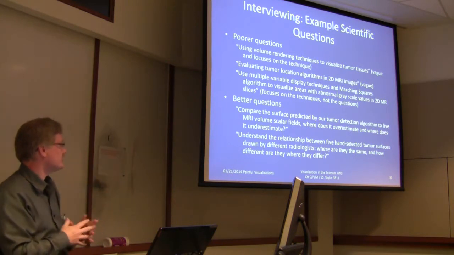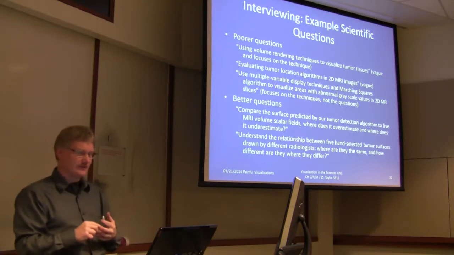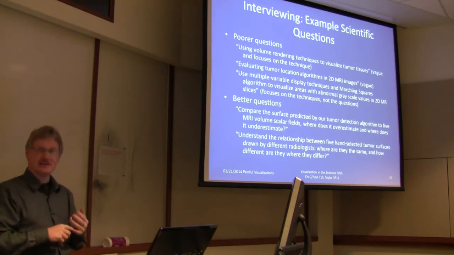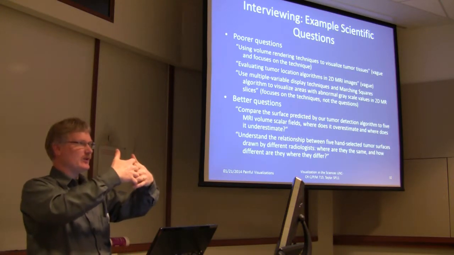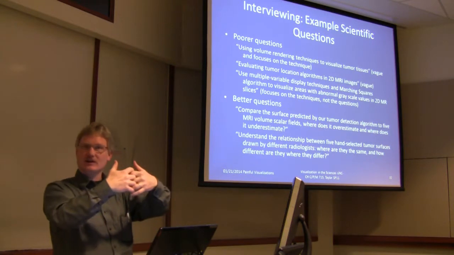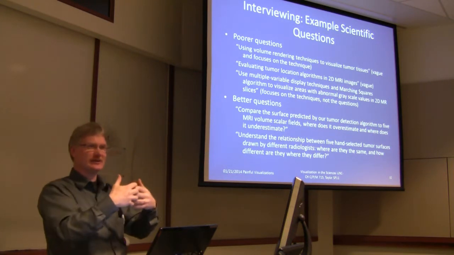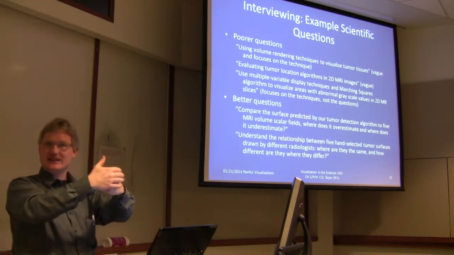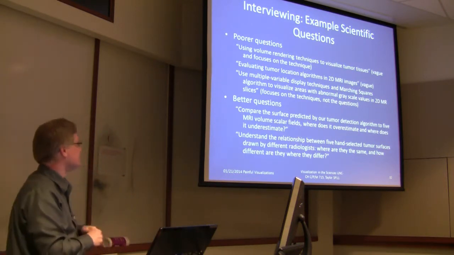So, better questions. Compare the surface predicted by our tumor detection algorithm to 5 MR volume scalar fields. Where does it overestimate and where does it underestimate, right? Okay, so now you can say, where can I see the tumor algorithm gets it right? Where does it get it wrong? Where is it kind of on the outside? Where is it on the inside? Now I can start to evaluate techniques, maybe slicing techniques, probably not the simple transparency techniques that we just saw in the example, maybe some with kind of strokes on top of it.